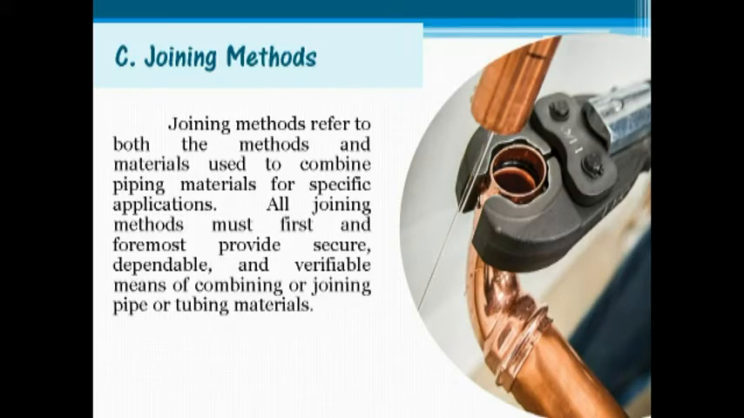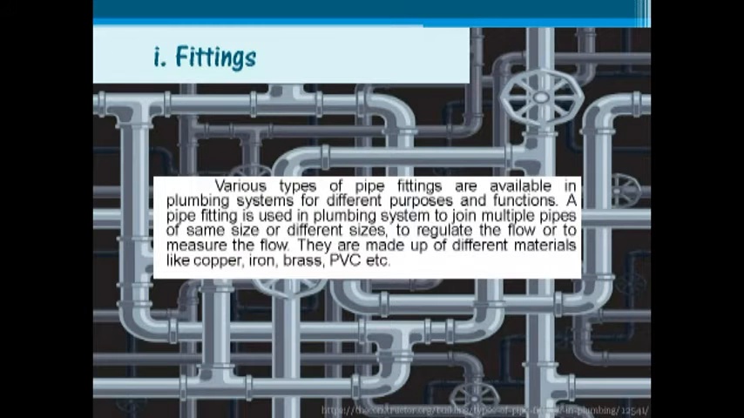Next is joining methods. Joining methods refers to both the methods and material used to combine piping materials for specific application. All joining methods must first and foremost provide secure, dependable, and verified means of combining or joining pipe or tubing materials. So under joining methods, we have fittings.